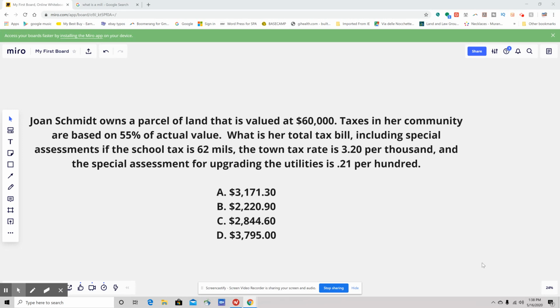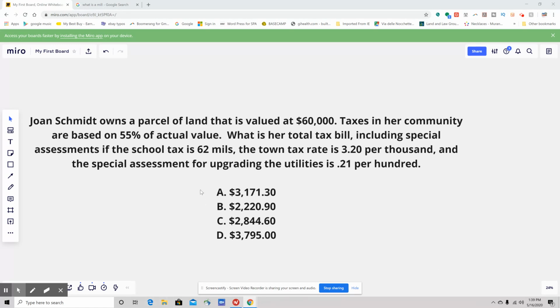So, Joan Schmidt owns a parcel of land that is valued at $60,000. Taxes in her community are based on 55% of the actual value, which we know is 60,000. What is her total tax bill, including special assessments, if the school tax is 62 mils, the town tax is $3.20 per thousand, and the special assessment for upgrading the utilities is 21 cents per hundred? Wow. We have a lot going on here.